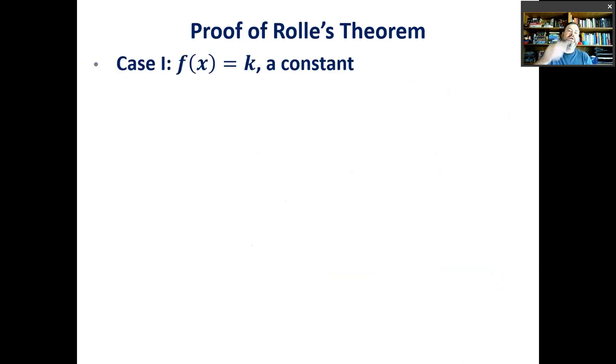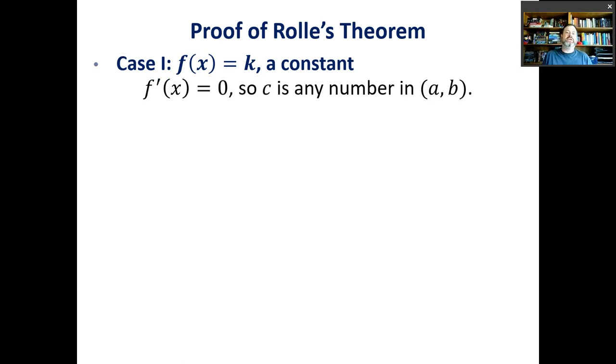So here's the proof. First we look at what happens when the function is a constant. If f of x is a constant, then the endpoints are definitely equal. Constants are differentiable and continuous, so it satisfies all three conditions. A constant is technically a polynomial, just a very small one. So the derivative of the whole thing is 0, and every number in the interval satisfies Rolle's theorem.